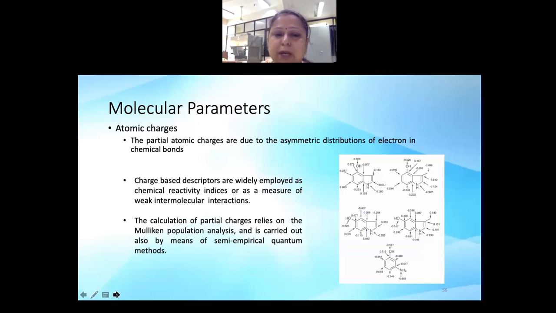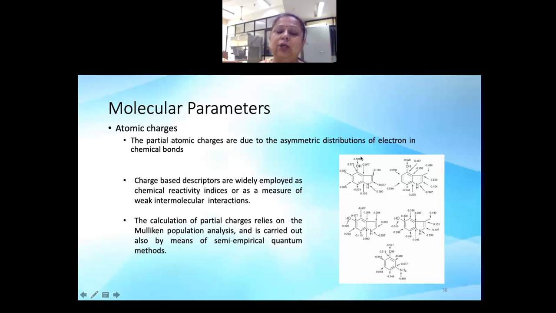Atomic charges. The partial atomic charges are due to asymmetric distribution of electrons in a chemical bond. Charge-based descriptors are widely employed as chemical reactivity indices or as a measure of weak intermolecular interactions. As we have shown over here, when the molecule exists in its different forms, we can see the atomic charge at different atoms is different.